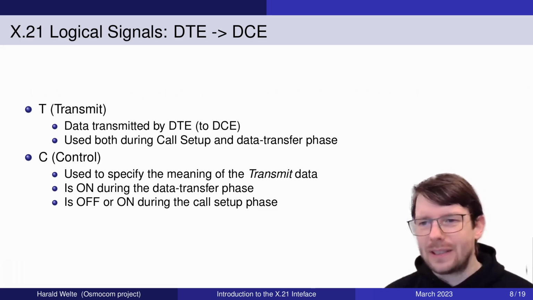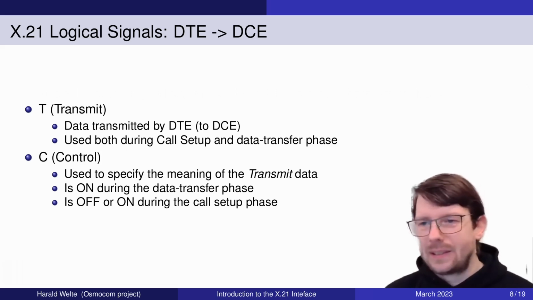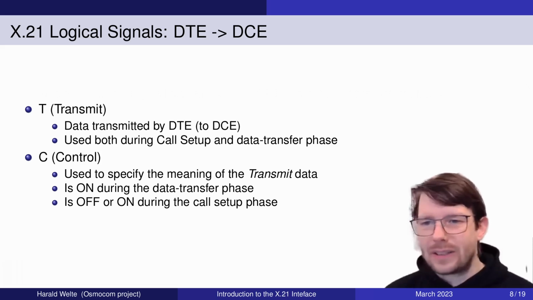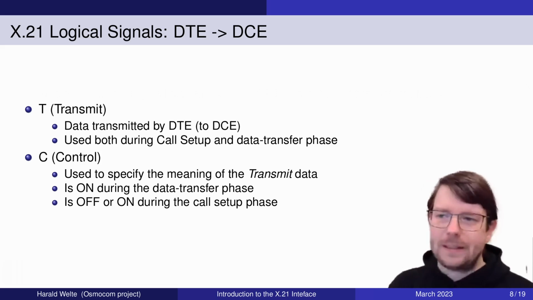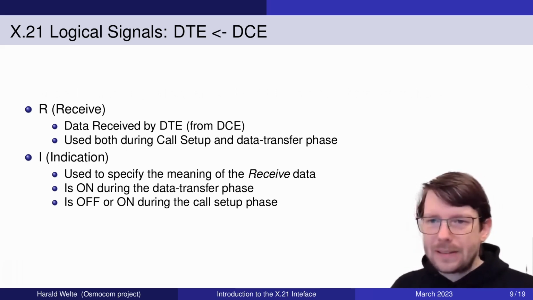So during the data transfer phase, after you've set up your call, the control signal is on all the time. So it doesn't have any function during the data transfer phase. And the control signal is off or on during the call setup phase. So that's really the function that the control signal is used in. And we will look at some diagrams later on about this.